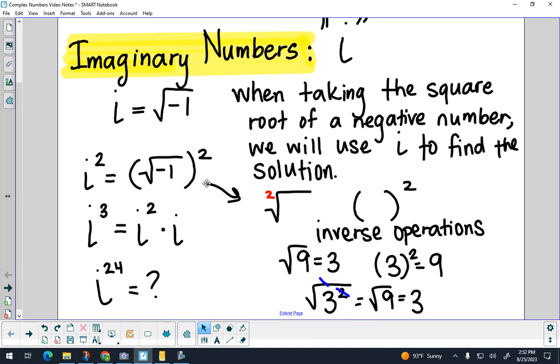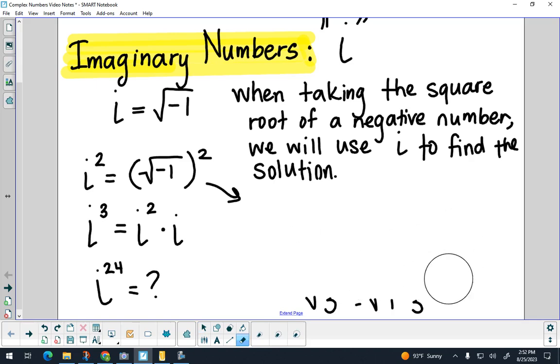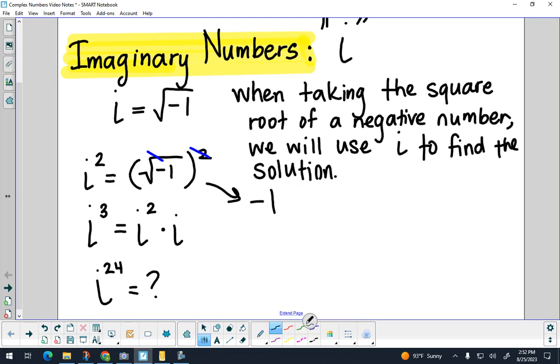In that case, I would advise you to pause the video so you can write this down, because in a moment I will be erasing. So in the bit of us just talking about that, we need to know that these two things will cancel each other out, leaving us with -1, what was originally inside of the square root. So that means that i squared is equal to -1.